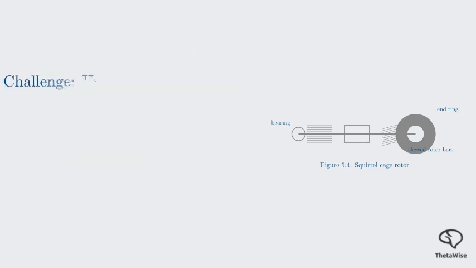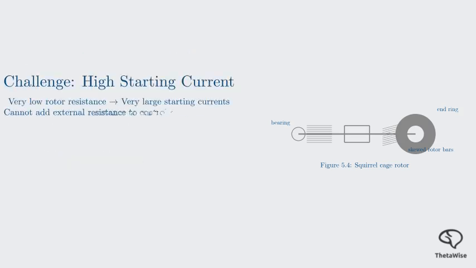However, there is a challenge. The very low rotor resistance means the starting currents are very large. Because of the cage's simple short-circuited design, you cannot add any external resistance to the rotor circuit to control these currents or the motor's speed. We will deal with how the rotor gets its current and how to manage these challenges in a later lesson. For now, remember its key features: skewed bars, end rings, and low resistance.